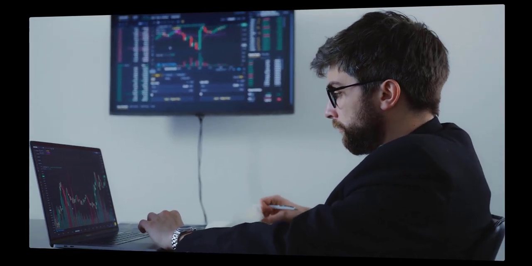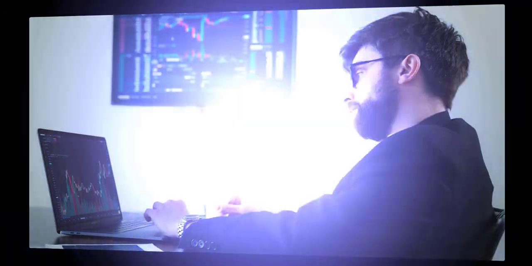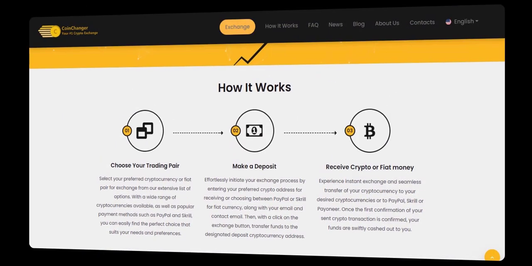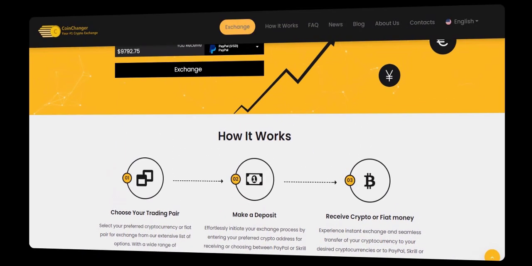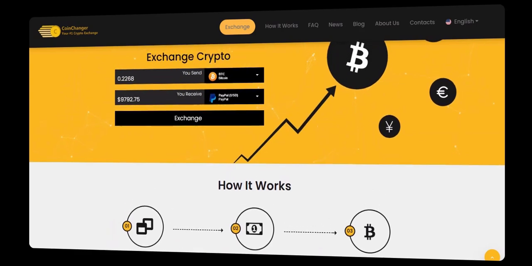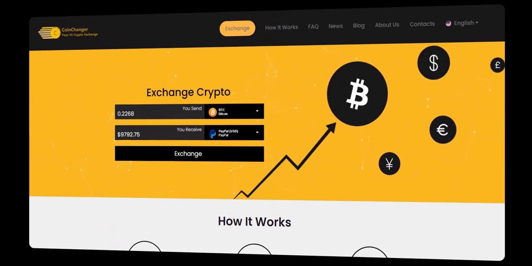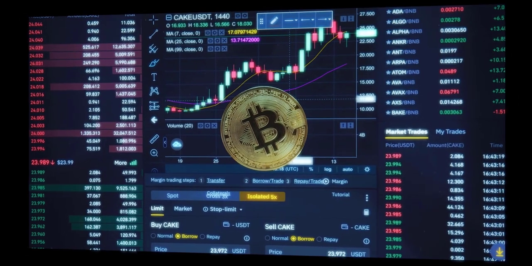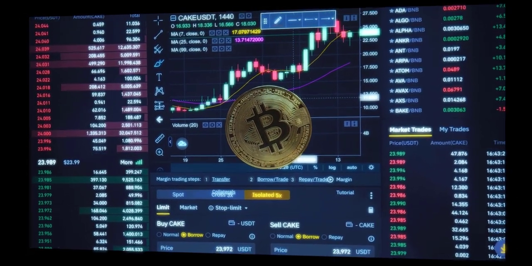Let's dive right in. Begin by visiting the CoinChanger website, which is linked in the description here. Once you're on CoinChanger, you can select your crypto pair, in which you can select the cryptocurrencies which you want to cash out or exchange to another cryptocurrency. After entering the amount you wish to trade, continue by clicking on Exchange.